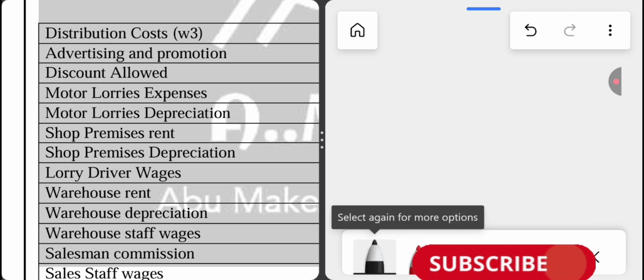Now let us come to the point discount allowed. Discount allowed usually means that a reduction in the original price of a product or service is permitted or offered, meaning that the original price has been reduced.